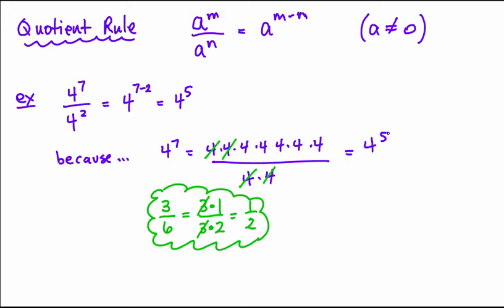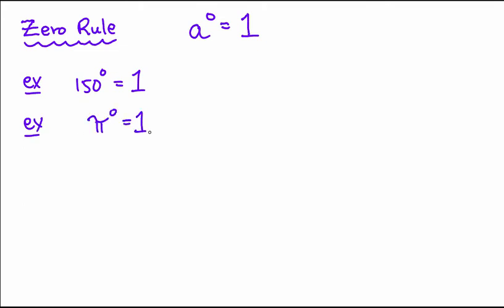Let's move on to the third rule. This is the zero rule of exponents, and it says if you ever have a base with an exponent of 0, you get 1. So, for example, if you have 150 to the power of 0, you get 1. Or if you have pi to the power of 0, you get 1. There's still a restriction on this. The base can't be equal to 0. But it's a pretty straightforward rule.